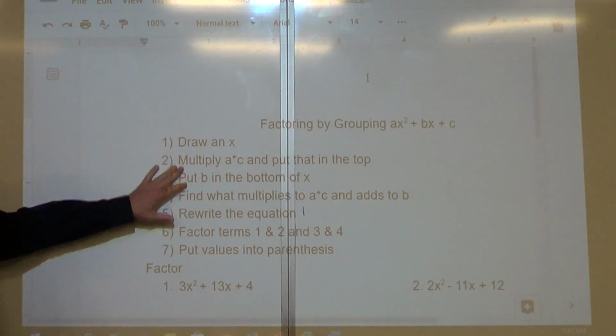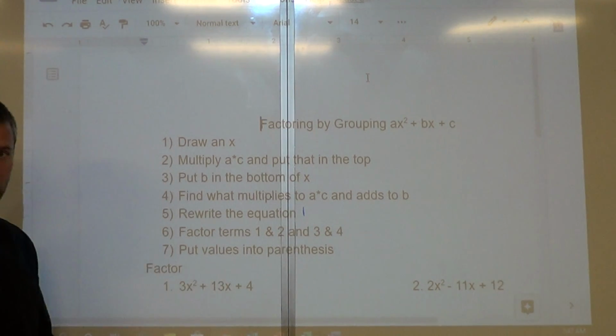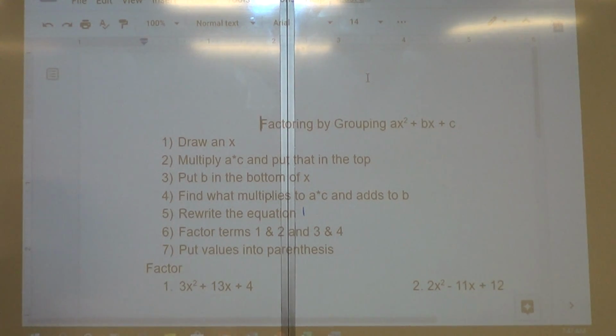Now, I wrote down the steps to go through. The biggest thing to remember is you're going to draw the x and multiply the first number and last number and put that up top. Your middle number still stays in the bottom. So we're still going to say what multiplies to this and adds to that. You'll see the rest of it as you go through it. So let's jump into it and go through these.